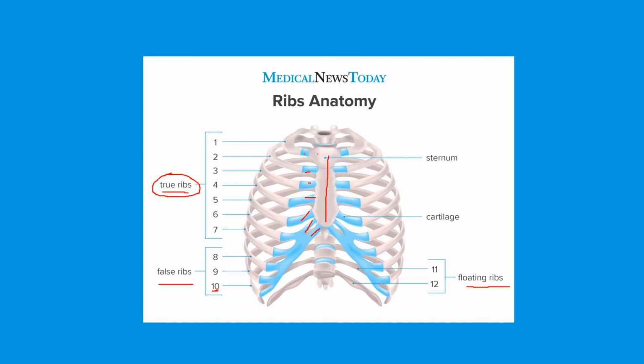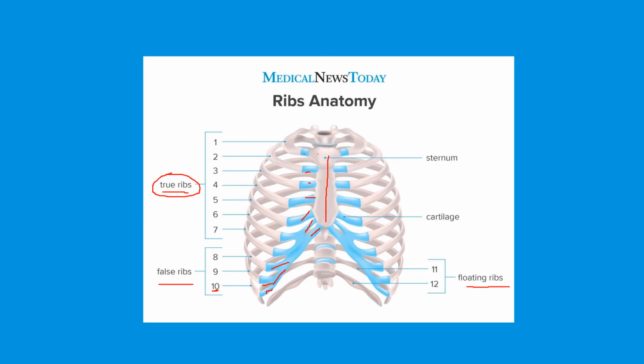Why are they called false ribs? They are called false ribs because they are not directly attached to the sternum. They are attaching to the sternum because of some extensions that are called costal cartilage. And this costal cartilage is mainly hyaline cartilage, and you know that hyaline cartilage is transparent cartilage and mostly present in places like the nose, larynx and ribs.